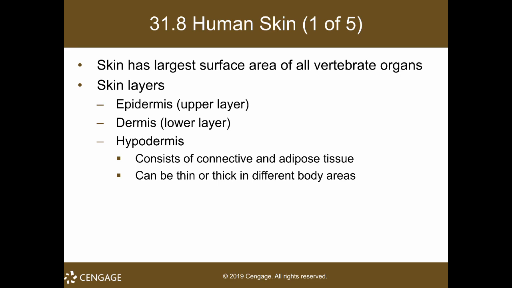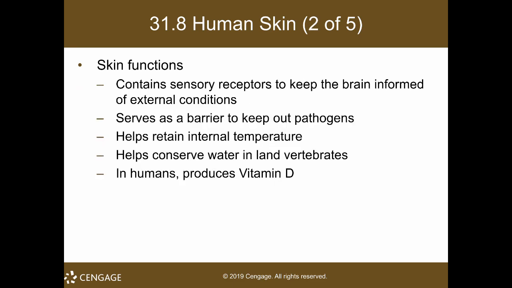It has the epidermis, which is the upper layer, the exterior-most layer. You have the dermis, the lower layer below the epidermis, and you have the hypodermis. The hypodermis consists mostly of connective and adipose tissues, and it can be thin or thick depending on different body areas. The skin functions mainly as sensory receptors to keep the brain informed of external conditions, as well as a barrier to keep out pathogens.